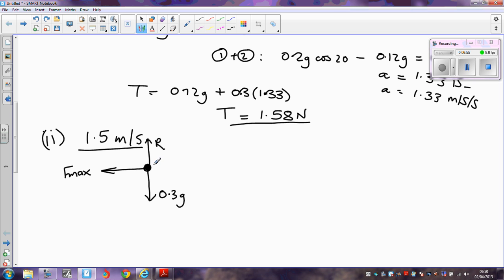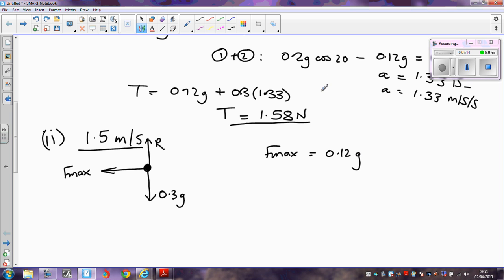And what we've got to realise here is that F max is going to be exactly the same, because it's still only moving horizontally. The force up and the force down will still be equal, so R will still be 0.3g. The coefficient of friction hasn't changed, so that F max is still going to be 0.12g, same as it was before.